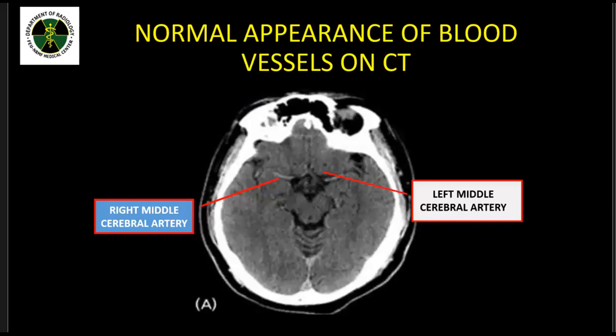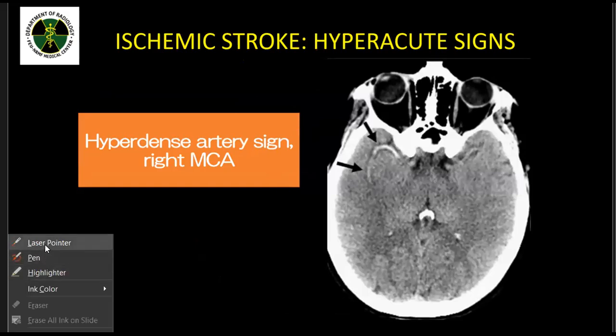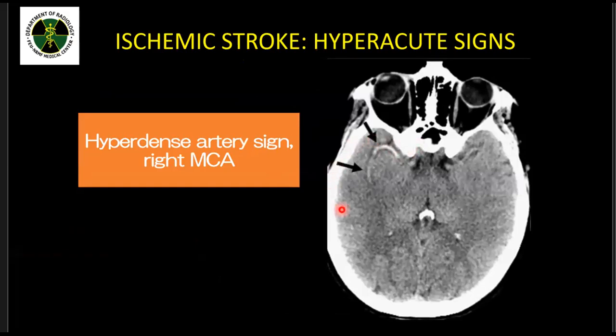So for the normal appearance of blood vessels on CT, as you can see, here's the right middle cerebral artery and the left middle cerebral artery. That is the normal appearance of blood vessels. For ischemic stroke, hyperacute signs, we can see the hyperdense artery sign in the right middle cerebral artery. So this one's the normal, and this is the hyperdense artery sign. The hyperdense artery sign means that there's a hyperacute ischemic stroke.